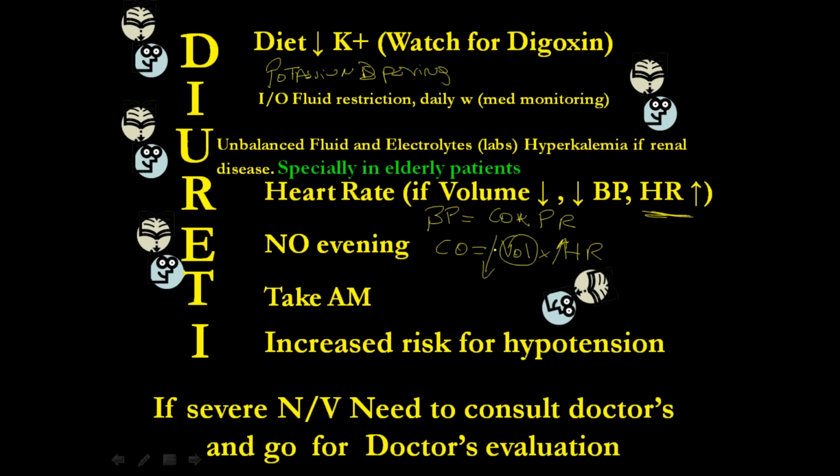But at the same time, that compensation has a limit. So when the cardiac output goes down, they are going to have low blood pressure. And that's what we call orthostatic hypotension. Another nursing consideration is to give the medication during the morning, not at night, because they are going to have diuresis during the night, increasing the risk for hypotension.